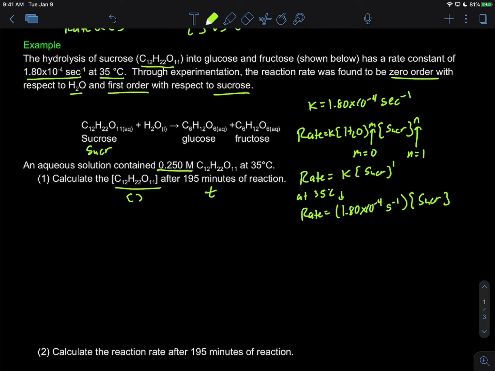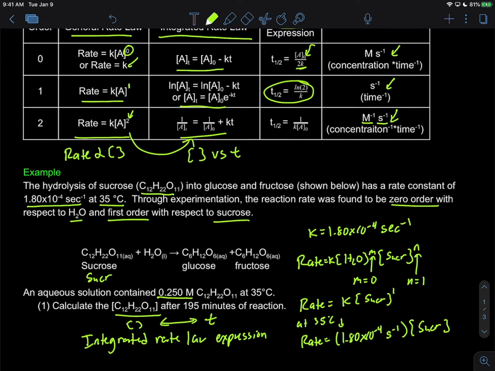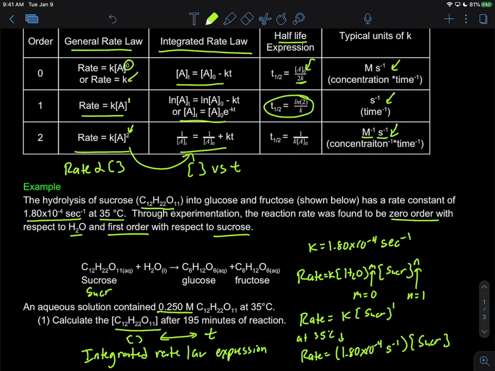So anytime we're trying to relate concentration and time, that lets us know we want to use an integrated rate law expression. And thinking about which one we may want to use, again, we're going to scroll up here to our table. We have 0, first, and second order. We know that this reaction here is first order. So that means I could use either this expression or this expression. So I'm going to go ahead and write both of those down there.